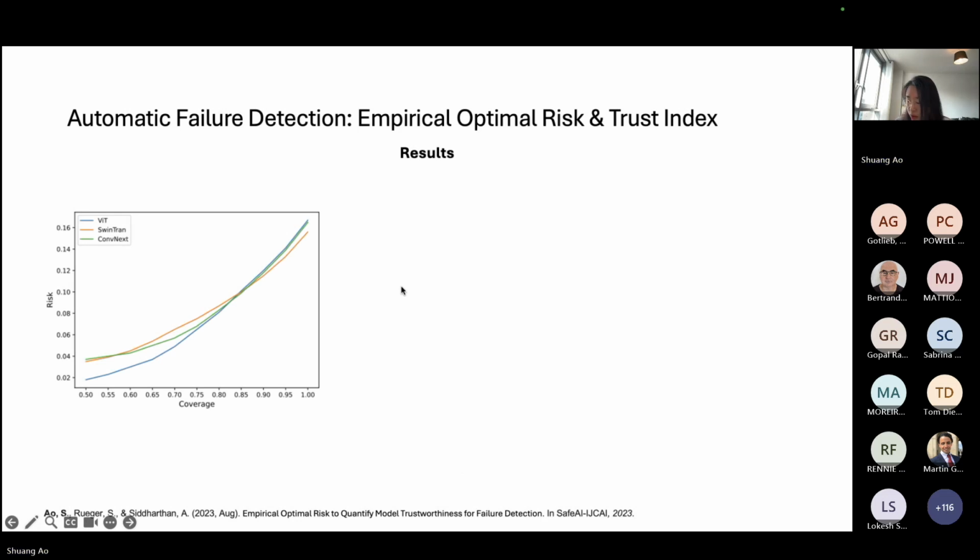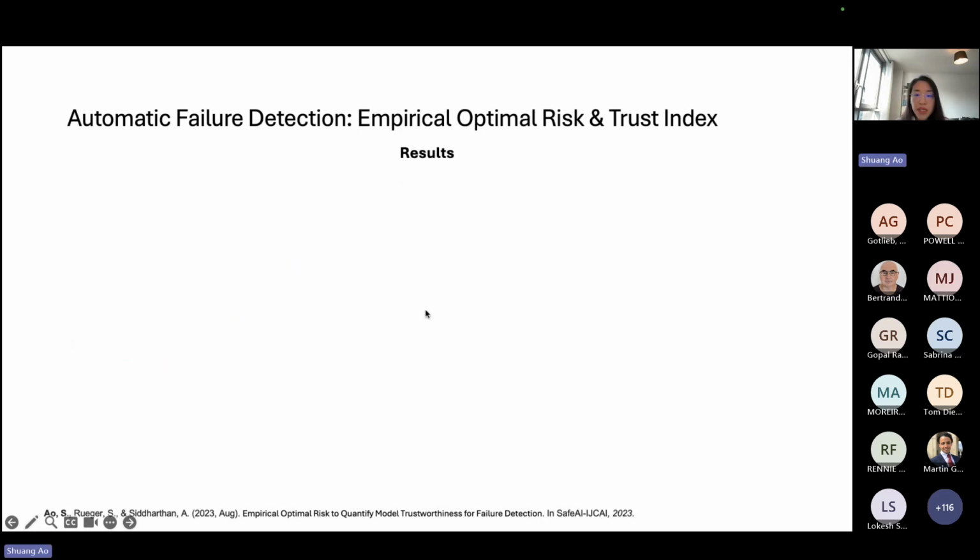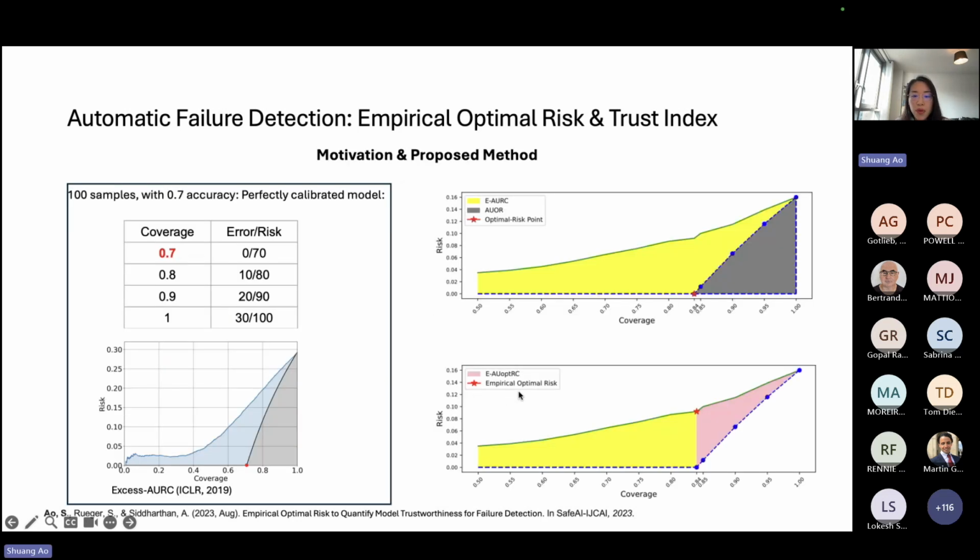We say this pink area is the empirical optimal risk. You can see that after you remove all this 16% of the data, you still have some error. Ideally this error should be 0 in a perfectly calibrated model, but it's not. So this can be one index of whether the model can be trusted, or how much of it can be trusted.